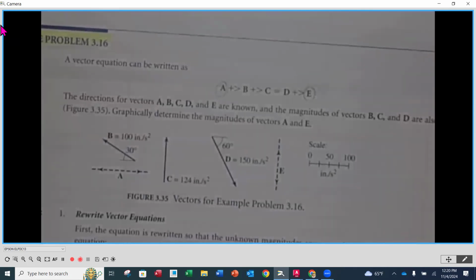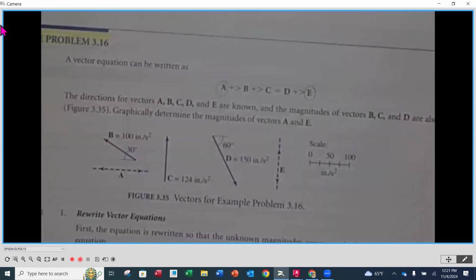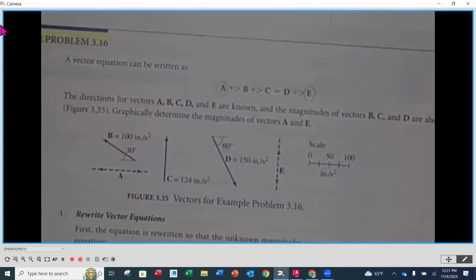But there's one more thing that we want to do in terms of order of adding these together. If we have an unknown quantity on a side of an equation, we want to put that at the end of the order of the variables that we're going to add. Okay. So in this case, you're going to notice that we have A plus B plus C is equal to D plus E.